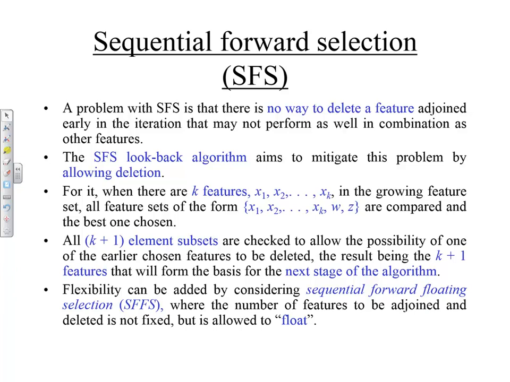So when all k plus 1 element subsets are checked to allow the possibility of one of the earlier chosen features to be deleted, the result being the k plus 1 features that will form the basis for the next stage of the algorithm, right? And you can add flexibility by considering sequential forward floating selection, where instead of adding one feature, you could add multiple features. You can take off also multiple features. So the number of features to be adjoined and deleted is not fixed, but is allowed to float.